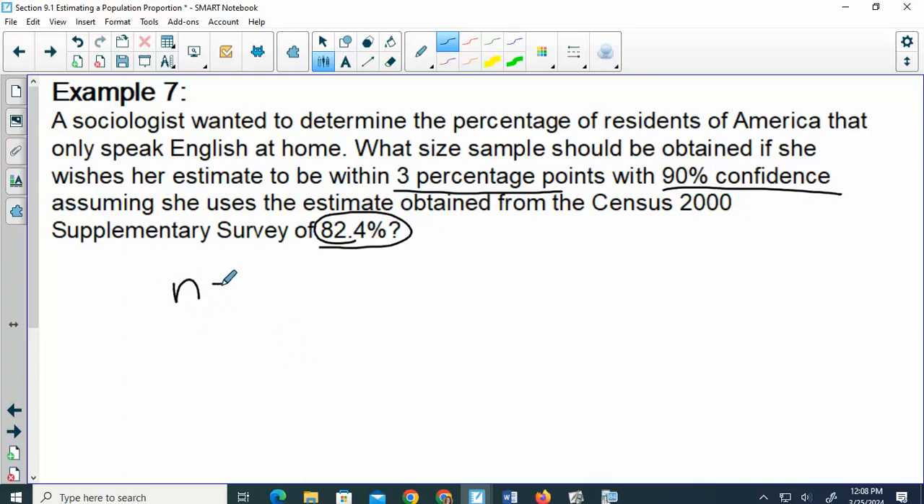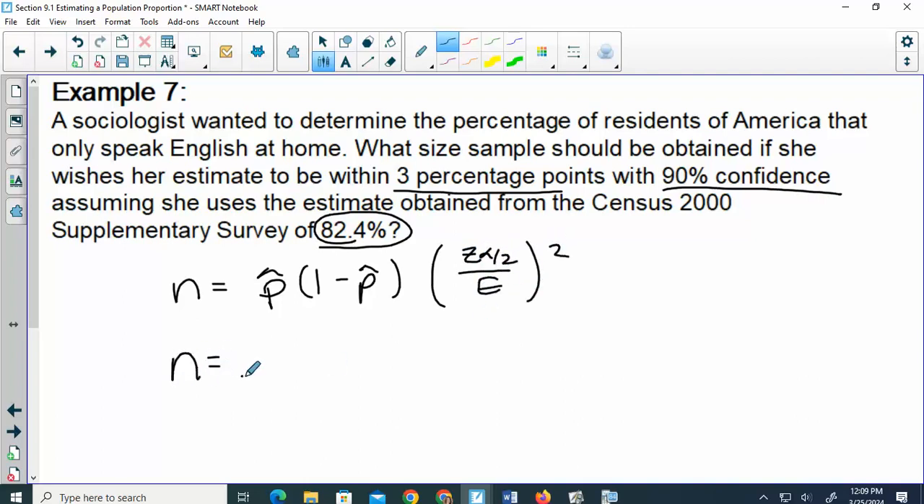So the numbers we need are our p hat, 1 minus p hat, z alpha over 2, divided by e squared. Our p hat is 0.824, from the prior study. Okay, z alpha over 2: that's 90% confident. So 90% in the middle means 95 below. We used this one already today. It's on the bottom of that chart. What is our z alpha over 2?